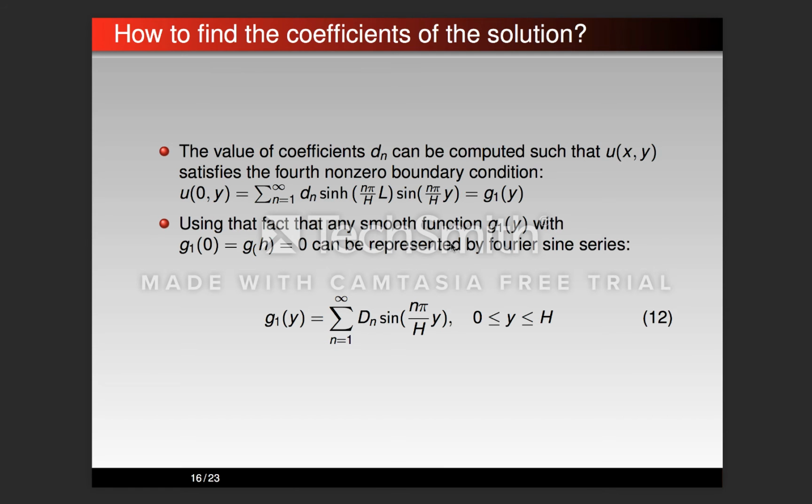So now the next question is, how do you find the coefficient of the solution, that is d n in this case? To find the coefficient d n in this solution, we know by the fact that any smooth function g of y, g1 of y, with the condition g1 of 0 equals g1 of h equals 0, can be represented by a Fourier sine series. So therefore our g1 of y is equal to the sum of n from 1 to infinity d n sine n pi by h y, where y goes from 0 to h.